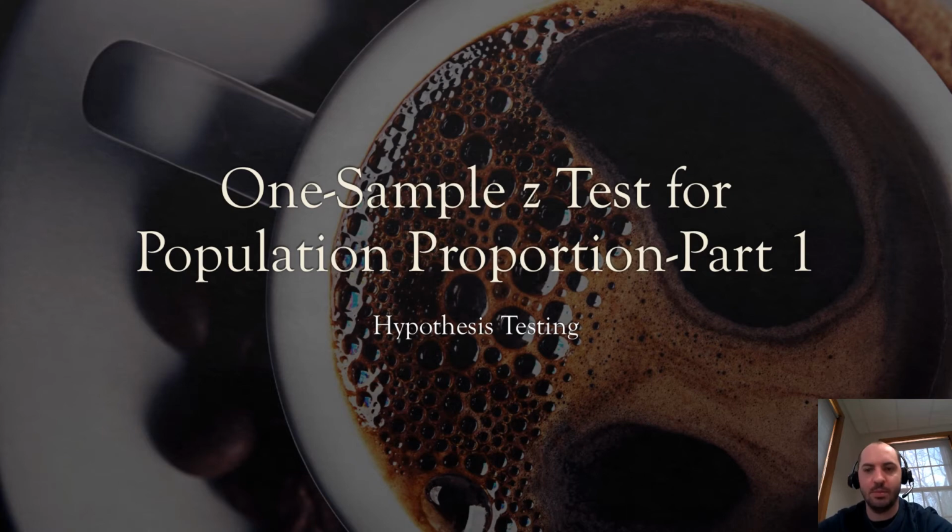Today we're going to be continuing my video series on hypothesis testing, and in particular we're going to look at how to do one sample z-tests for population proportions.